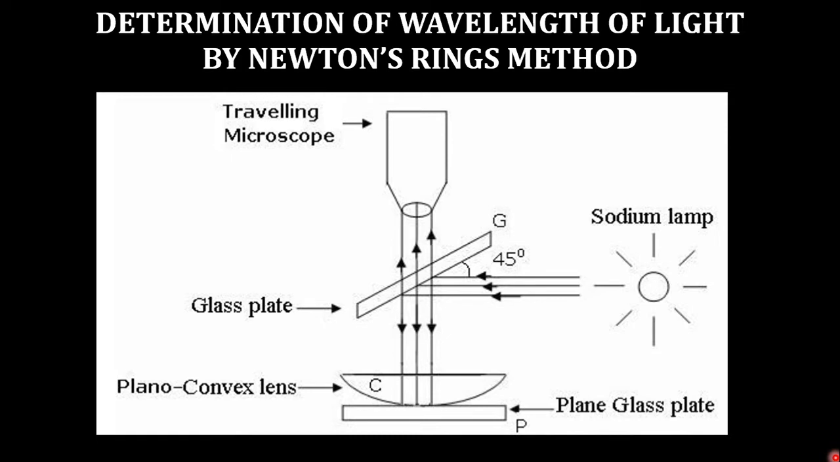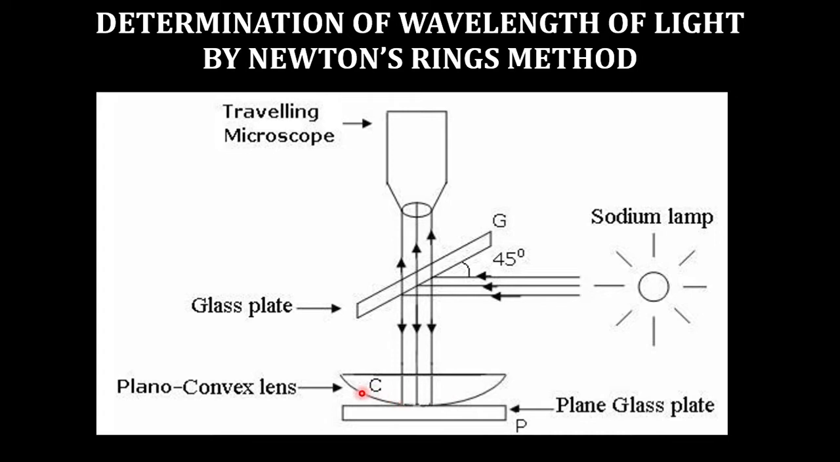Today we are doing the determination of wavelength of light by Newton's ring method. Here we have a sodium lamp as source. G is a glass plate kept at 45-degree angle with the incident rays so that the rays fall normally on the setup. The setup is a plano-convex lens and a plain glass plate, and an air film is formed between this plano-convex lens and the glass plate.